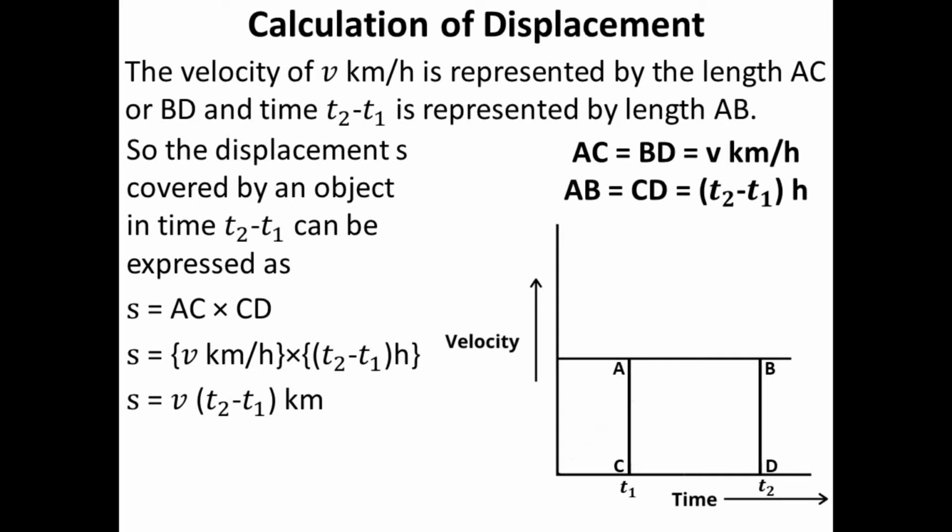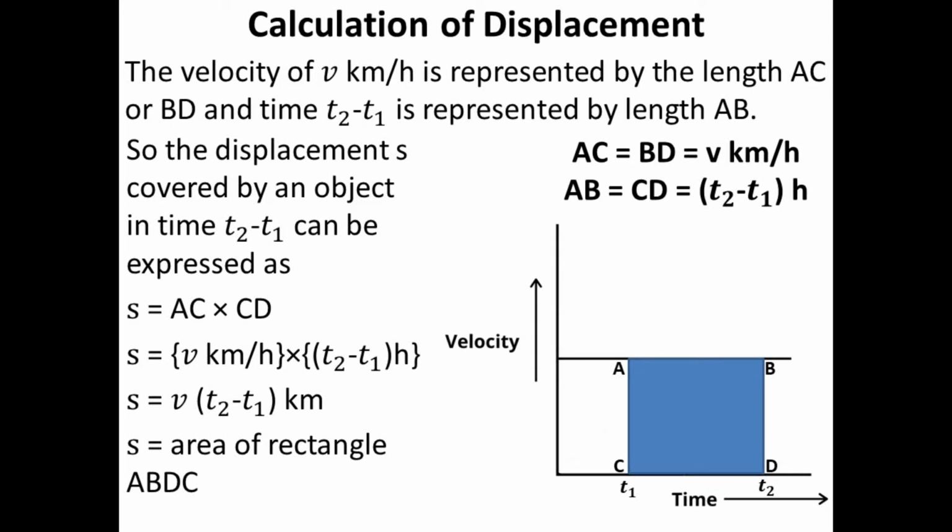Now V is one side of the rectangle and T2 minus T1 is another side of the rectangle, and product of sides gives us the area of rectangle A, B, D, C. Thus, the displacement or the distance covered by an object can be given by the area of the rectangle A, B, D, C.